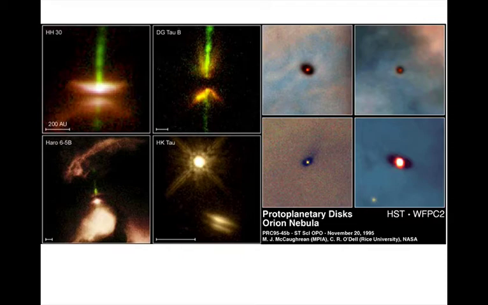And on the right, you see some further evidence. So those 4 pictures on the left are all examples where you see that dark lane of material from the disk. And on the right, you see disks with different geometries. So these are disks in the Orion Nebula. The background of the Orion Nebula is glowing red for reasons that we'll talk about later.